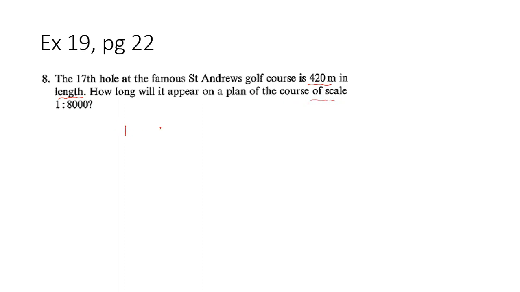The given scale is 1:8,000. So if this is the map and that is the actual, 1 centimeter on the map would mean 8,000 centimeters in reality. Or in other words, 8,000 centimeters actual is the same as 1 centimeter on the map. So I now need to find out for 420 meters actual distance, how many centimeters it will represent on the map.